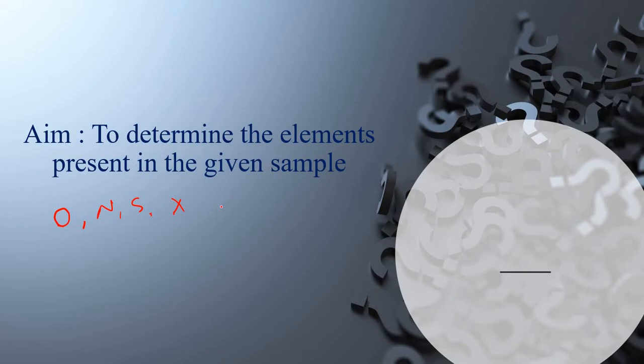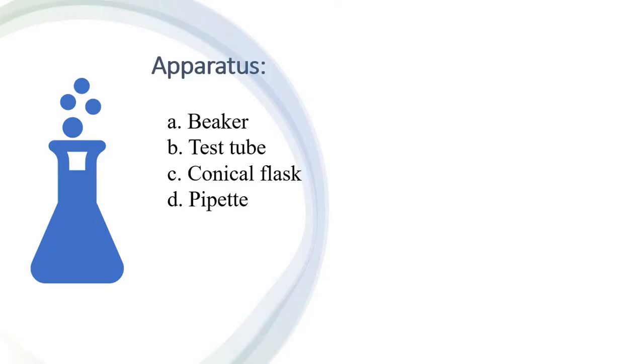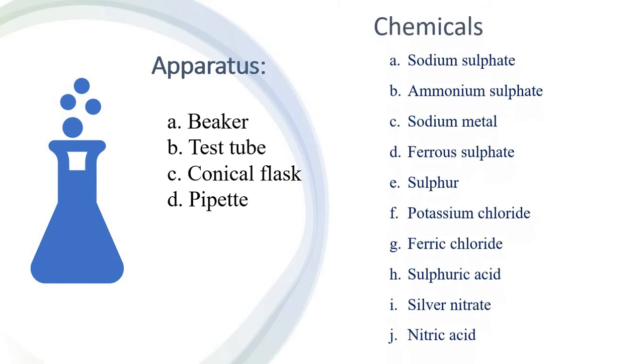So the aim of this practical is to determine the elements present in a given sample. The apparatus required for this practical is beaker, test tube, conical flask, pipette, etc. And some of the chemicals that are needed: some acids, then some inorganic reagents like sodium sulfate, ammonium sulfate, ferrous sulfate, potassium chloride. So these are the different chemicals that are needed for this practical.